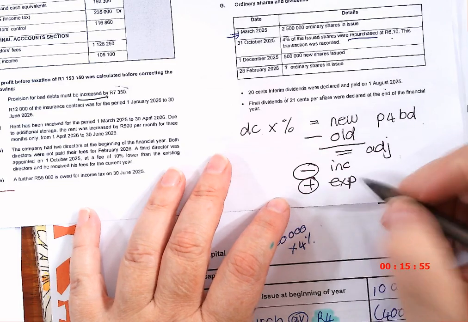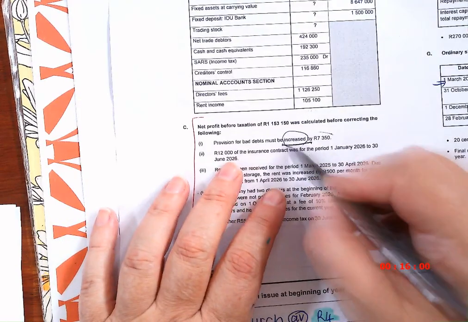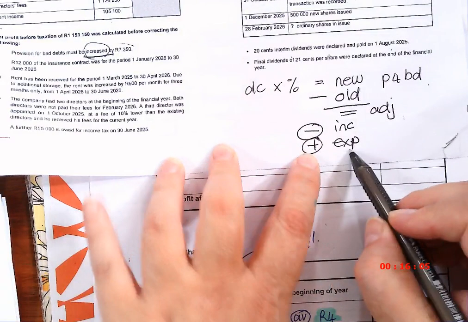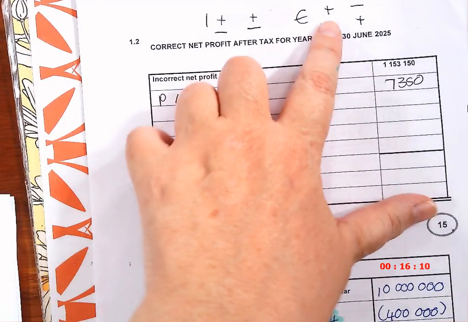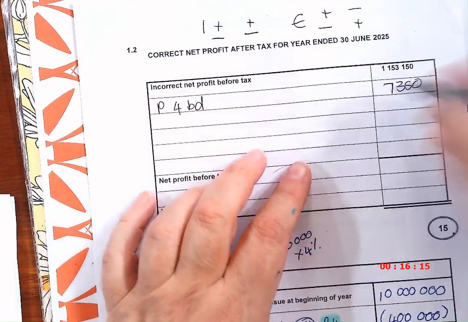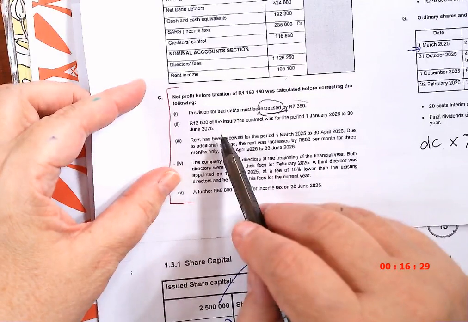You with me? So now what do they say here? The provision has to be increased. So it needs to increase. So it's an expense. If my expense becomes more, my profit becomes less. So you can either bracket or you can put a minus. Sharp. You guys need to stop me if I go too fast, but don't tell me to go slower. I will rather repeat.